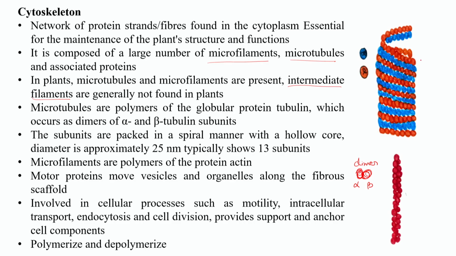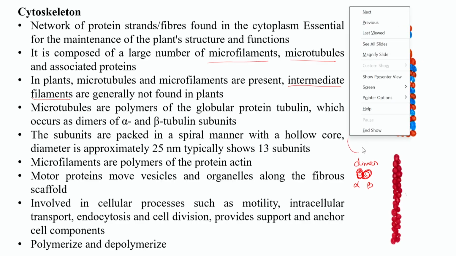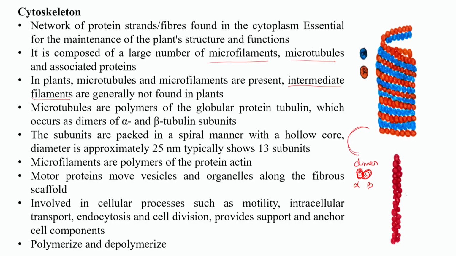If we observe them under a transverse section, we can see the distribution of these dimers, and as many as 13 subunits in this cross section. The diameter of this cross section is approximately 25 nanometers, so it basically forms a rod-like structure.